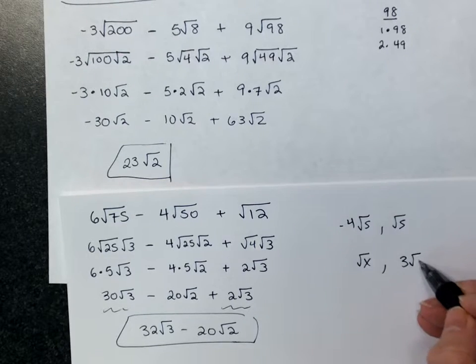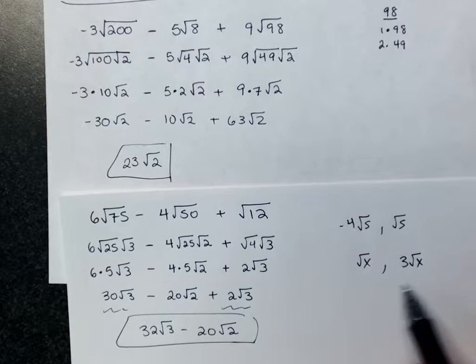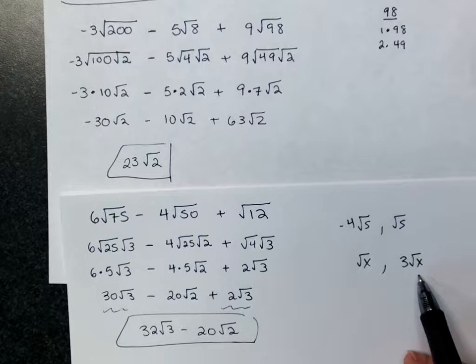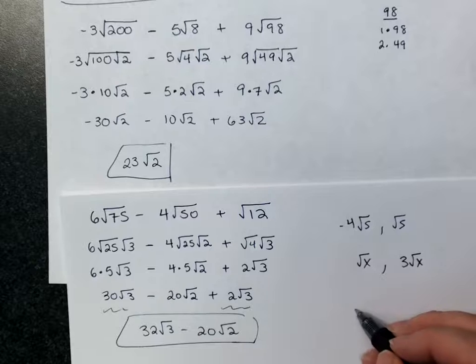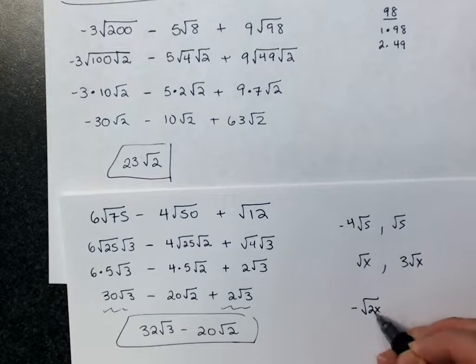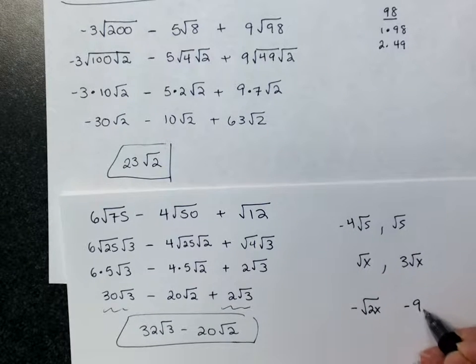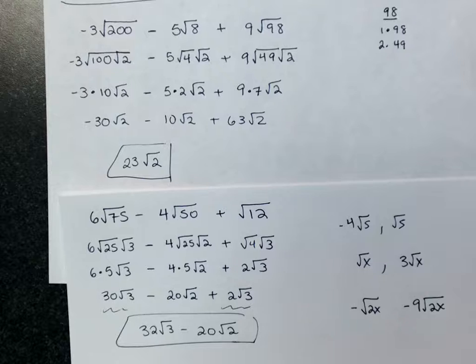Those are like radicals. It doesn't matter whether the radicand is a variable or a number, or whether it's both. So we've got negative square root of 2x and negative 9 square root of 2x. Doesn't matter if your radicand is a number, a variable, or a mix. You root out what you can, root and release what you can, and whatever's left, whether it's a variable or a number or a mix, is what your radicand is.